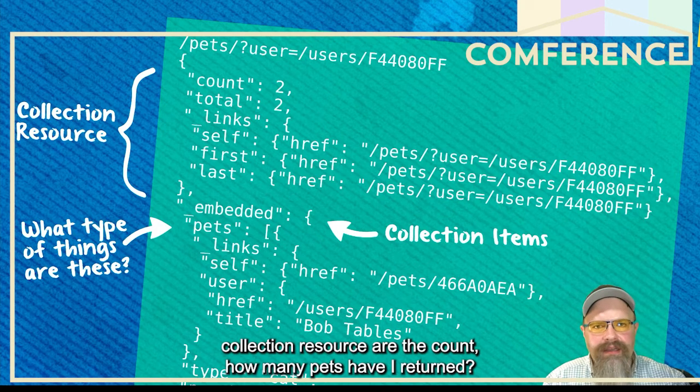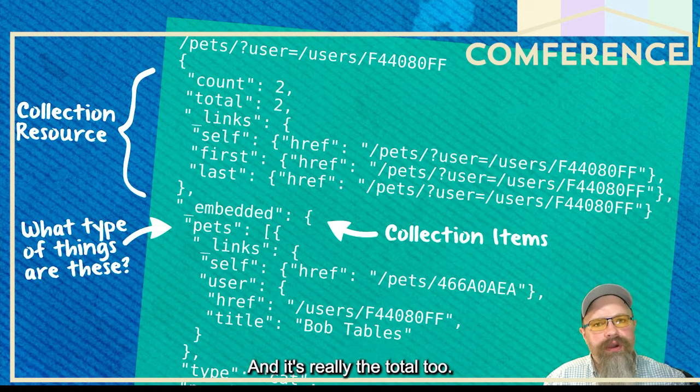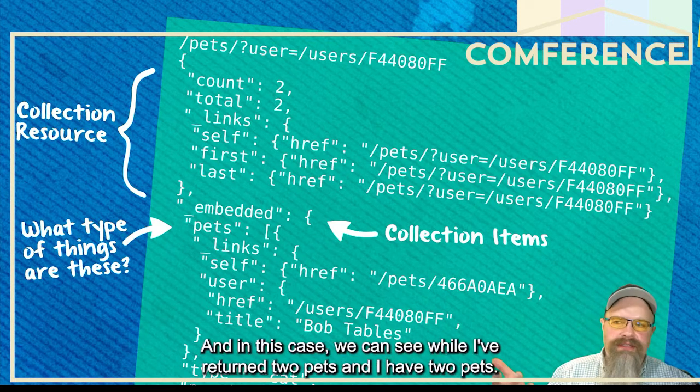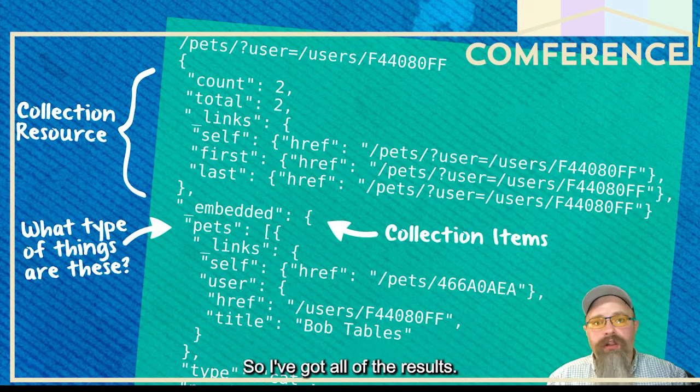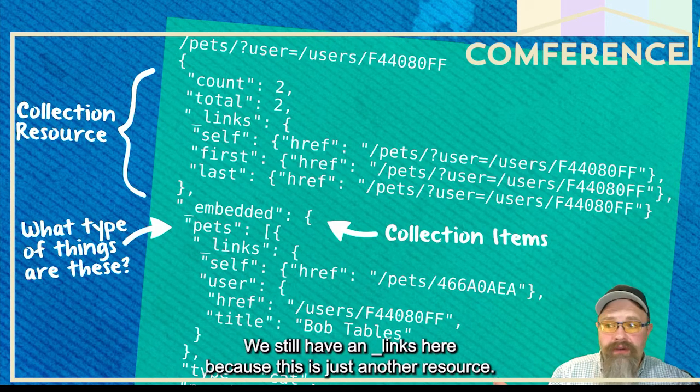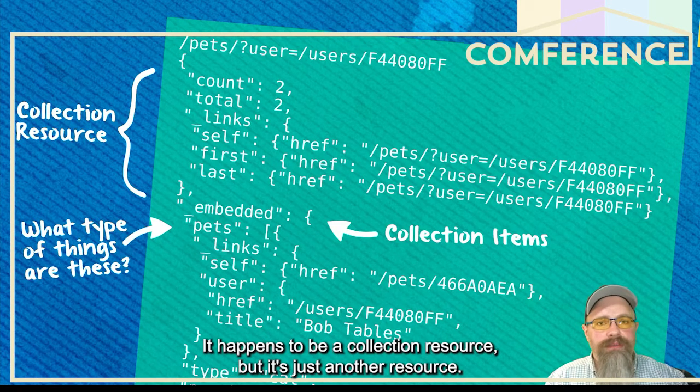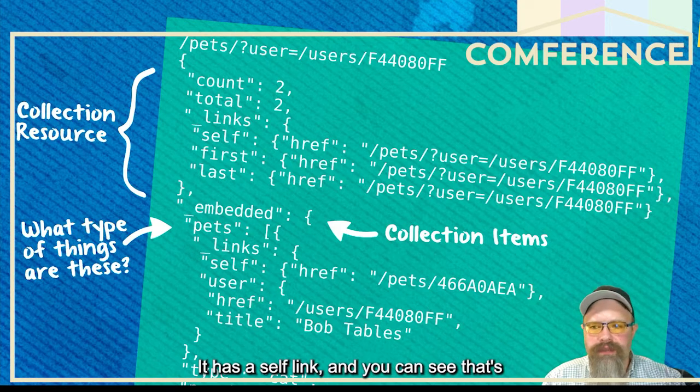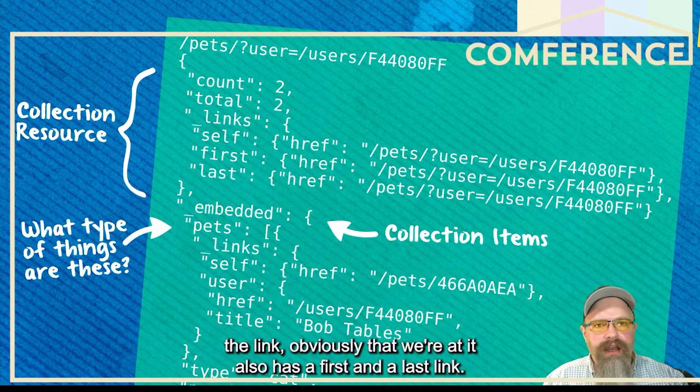How many pets have I returned? And it's really the total too. How many pets in total do I have? In this case, I've returned 2 pets and I have 2 pets, so I've got all of the results. We still have an underscore links here because this is just another resource. It happens to be a collection resource, but it's just another resource. It has a self link, and you can see that's the link we're at. It also has a first and a last link.